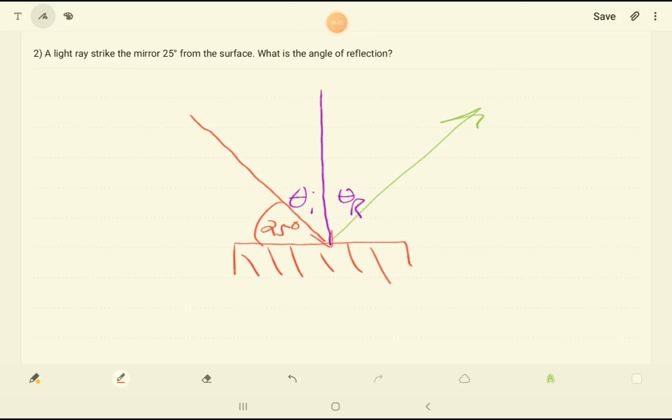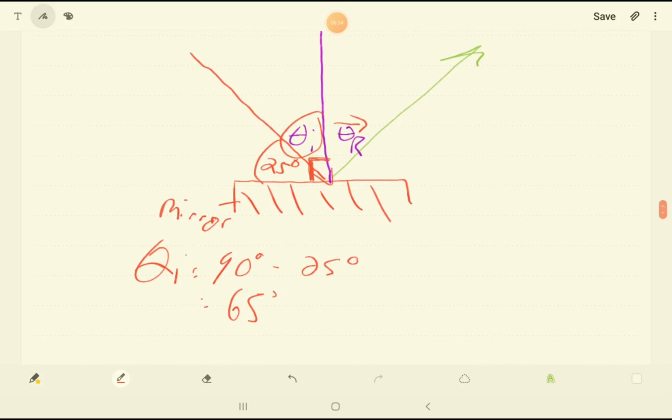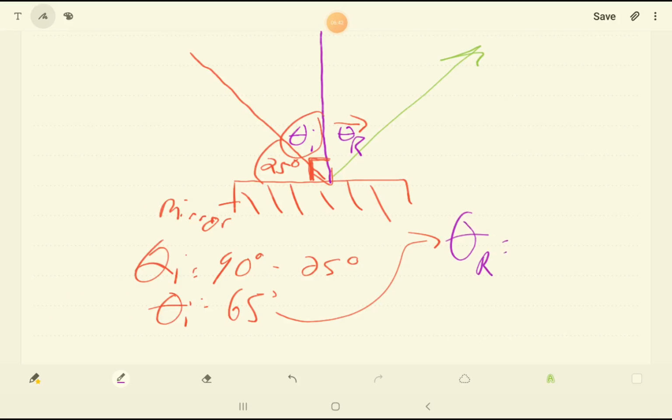And so what we have to do, using a little bit of geometry, is figure out what this is in order to derive this. Since this forms a 90-degree angle here between the normal line and the mirror or the surface, the angle of your incident ray is going to equal 90 degrees minus 25. And when we do that, we end up getting about 65 degrees. And as the first law tells us, the angle of incidence is equal to your angle of reflection. And so that too would be 65 degrees.